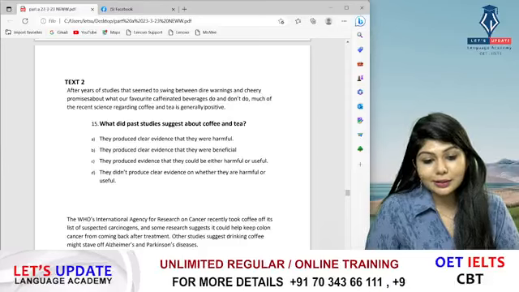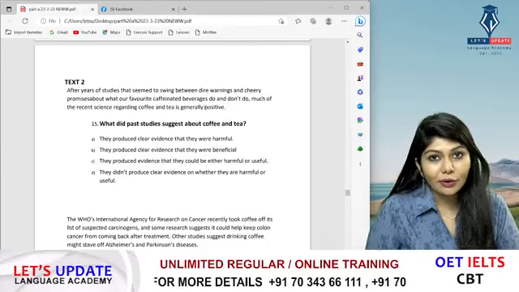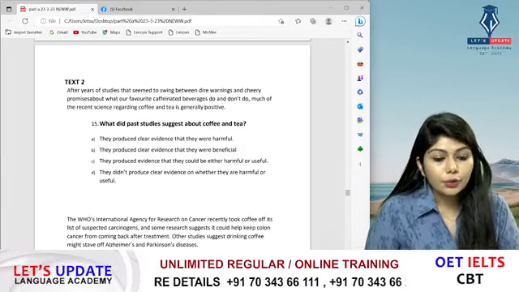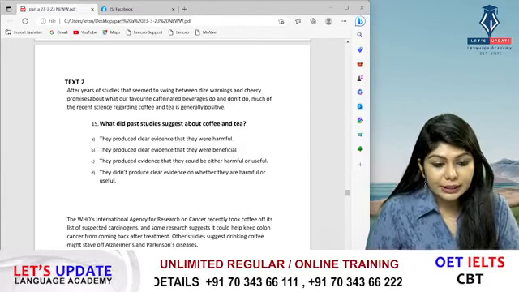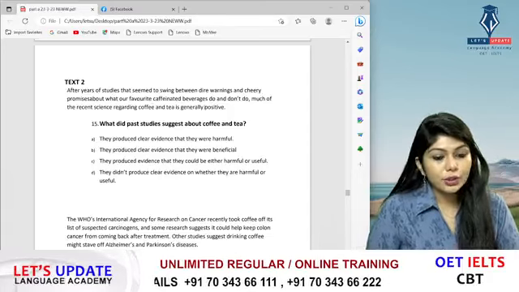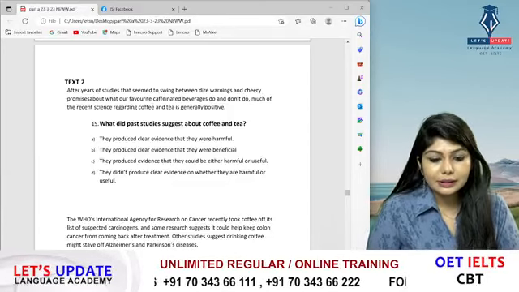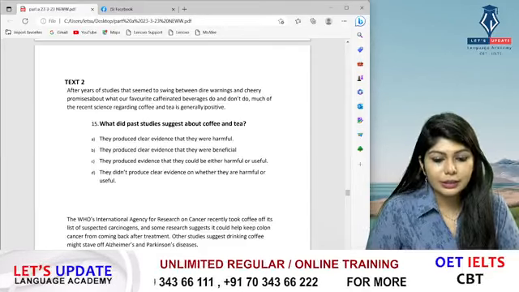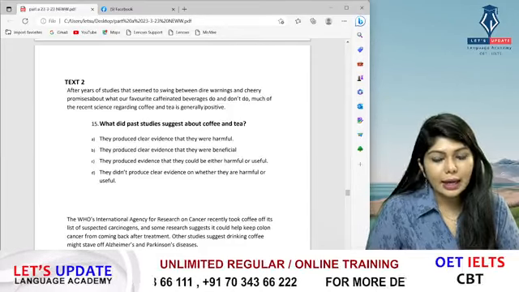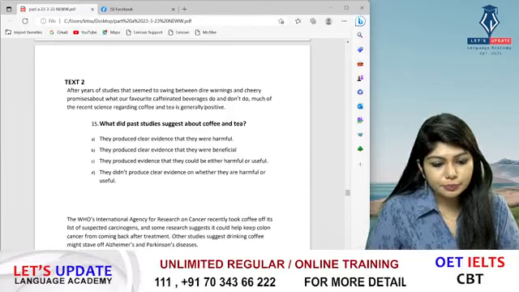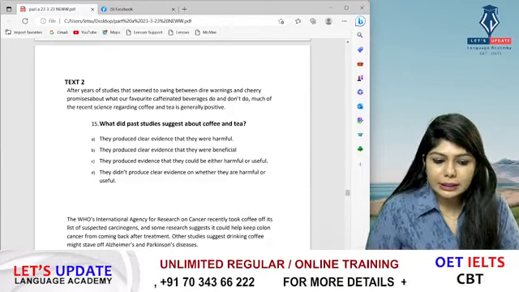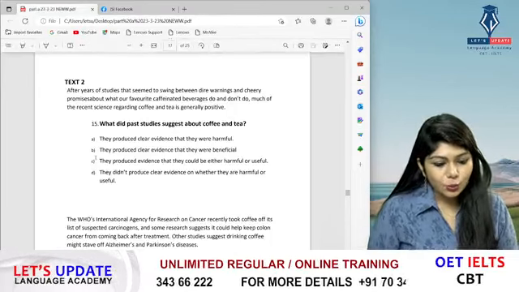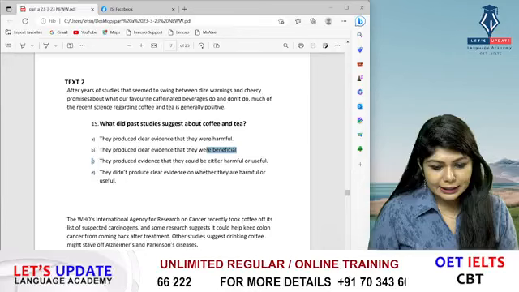Whether they give you benefits or they don't give benefits, or whether they are harmful or they are not. So after years of studies, that is what they have got. The evidence seemed to swing between both ends, between dire warnings and also promises. So yes, that is what they seemed to say, and that is why your answer should be C.